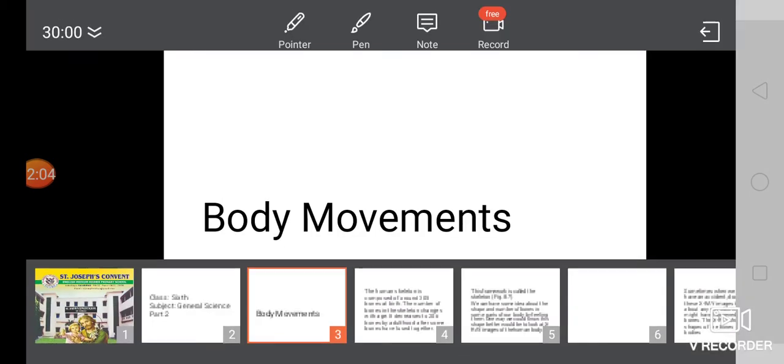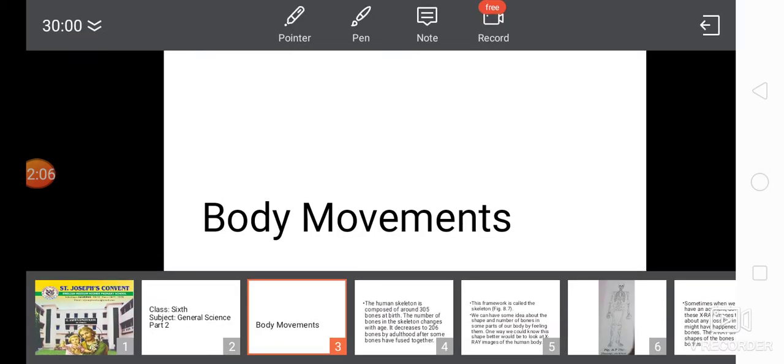So, shall we move on to the next part of our body movement, that is part 2. We are going for part 2. We know that all animals and human beings move, isn't it? But do all animals move like humans? Not at all.